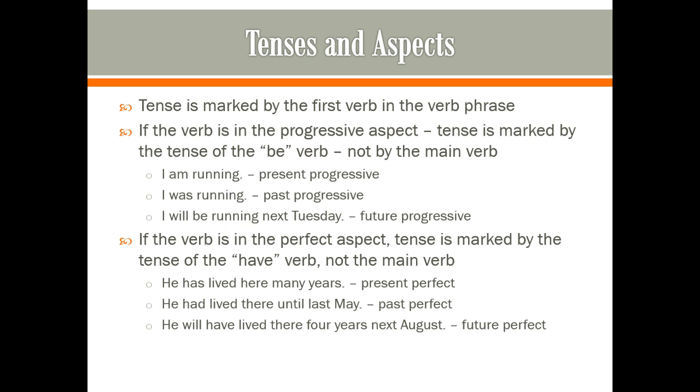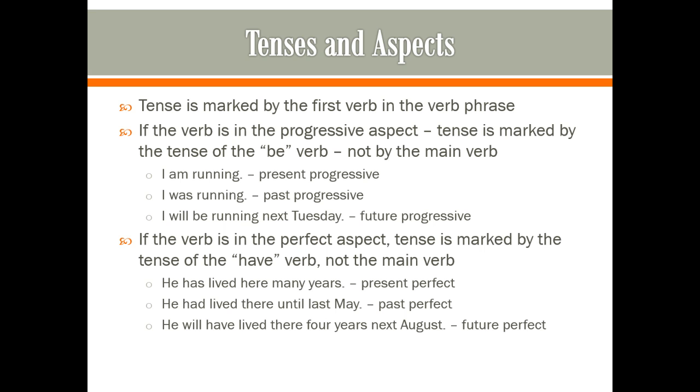Every one of these is in the progressive aspect. They have the ing verb plus a form of be, but the tense is determined by the form of be. The ing verb stays the same, but the be verb changes from am in the present, was in the past, to will be in the future. That's where the tense comes from.